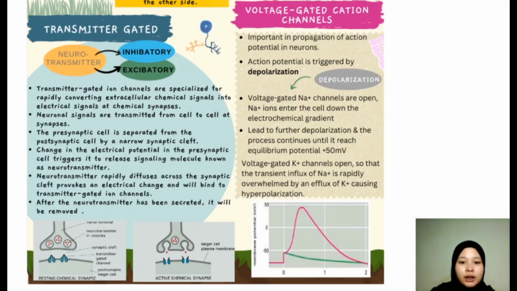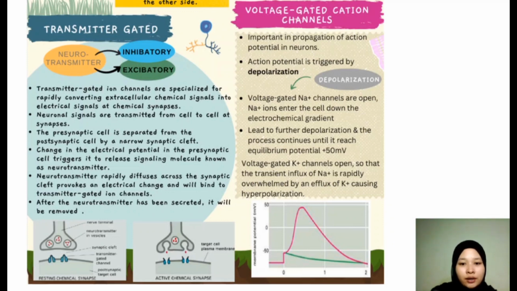Sodium ion has an automatic inactivating mechanism which causes the channels to close rapidly even though the membrane is still depolarized. The sodium channel remains in this inactivated state and is unable to reopen. Voltage-gated potassium ion channels open so that the transient influx of sodium ion is rapidly overwhelmed by an influx of potassium ion, which quickly drives the membrane back toward the potassium ion equilibrium potential, causing hyperpolarization even before the inactivation of the sodium ion channel is complete. The membrane potential then returns to its initial negative value.